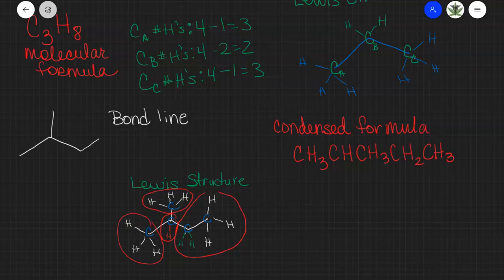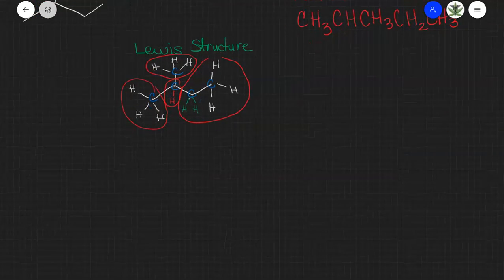I am not going to, for this one, write the molecular formula because the main thing that we want to focus on are the bond line formulas, the Lewis structure, or if you want to call it the dashed formula. So condensed, Lewis, and bond line. Let's look at another example.